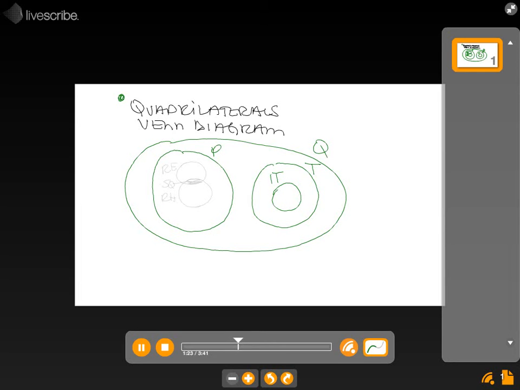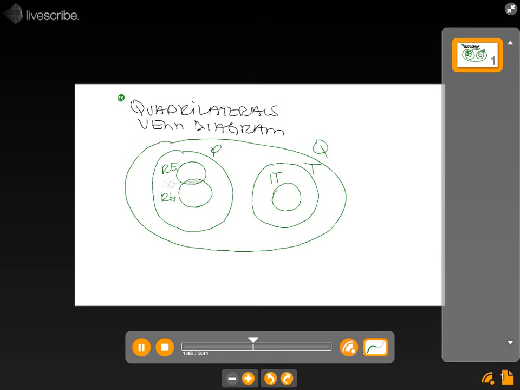Parallelograms now have two sets of parallel sides, kind of given in its name, parallelogram, parallel sides, okay? So the left and right will be parallel and the top and the bottom. Now we can split that up into two smaller groups, the rectangles and the rhombi. Okay, rectangles and the rhombi.